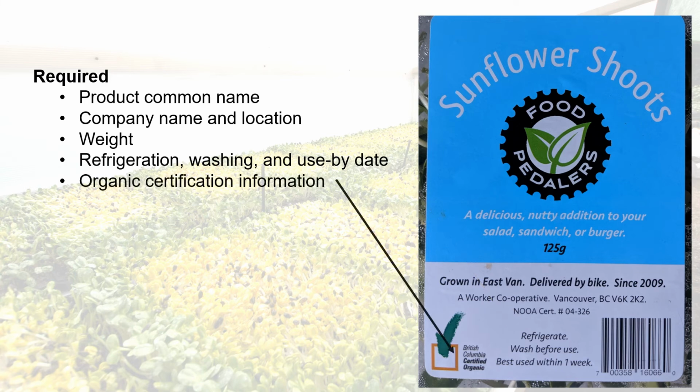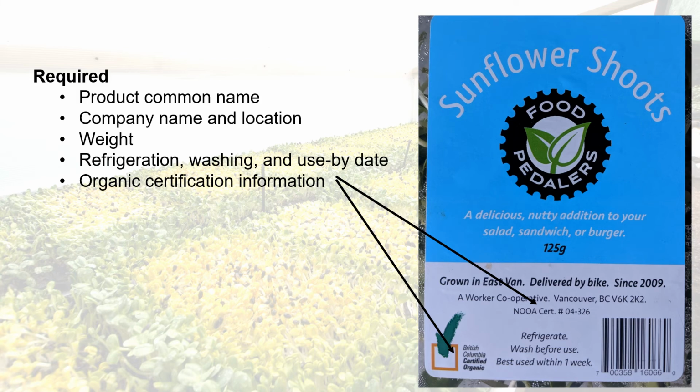If you are certified organic, you're also going to want to put your certification information on there. In this case, we have two things. We have our certification number with the certifier, and then in BC, we have a British Columbia certified organic symbol that people can use. It's basically a further marketing mechanism that we're using to highlight another aspect of the product, which is important in that it's organic.